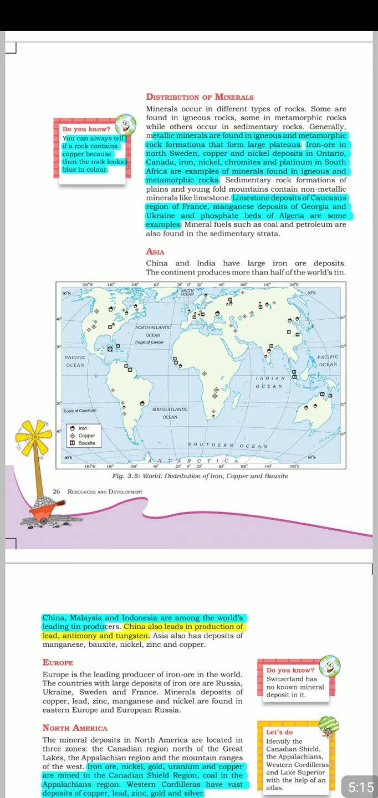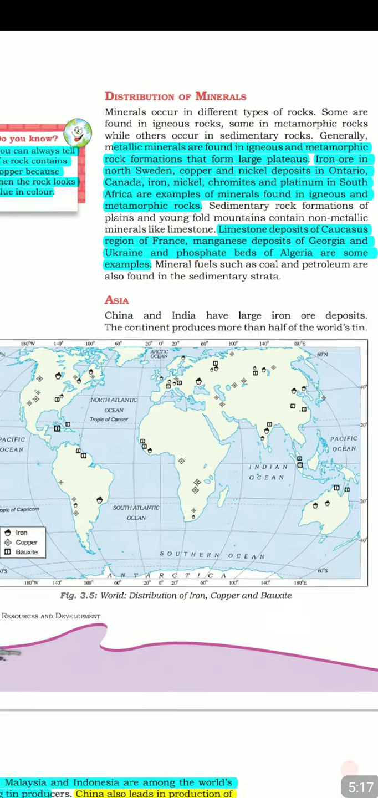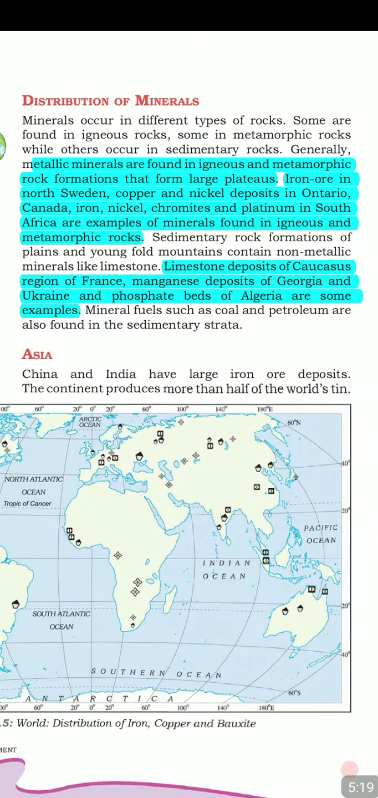Now, some examples. The examples are very important to learn here. The limestone deposits of the Caucasus region, manganese deposits of Georgia and Ukraine, and phosphate deposits of Algeria are really good examples. Even coal, right? Coal is also a non-metallic mineral found in the sedimentary deposits.